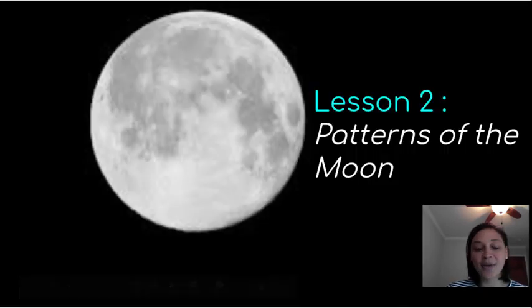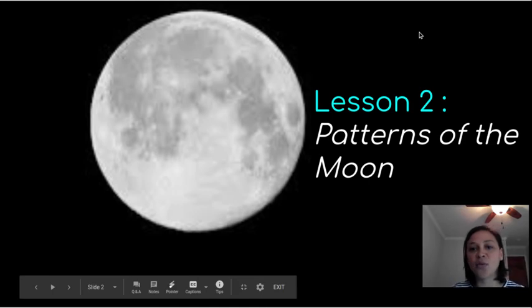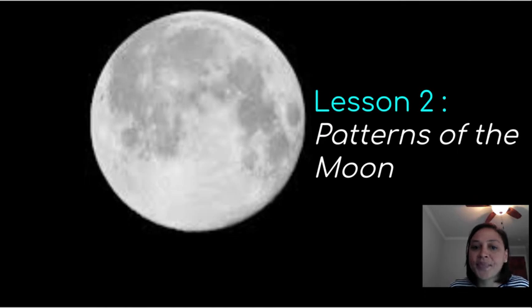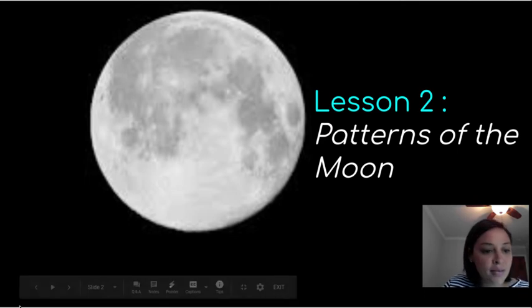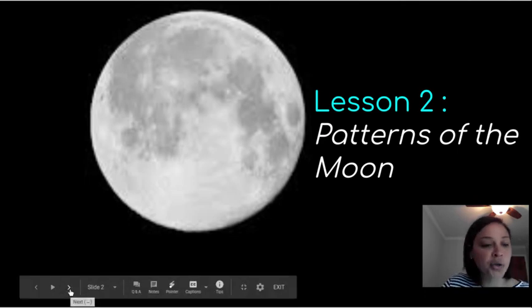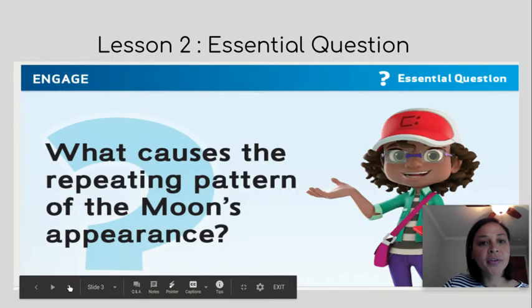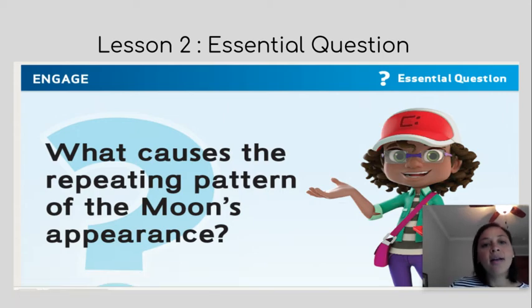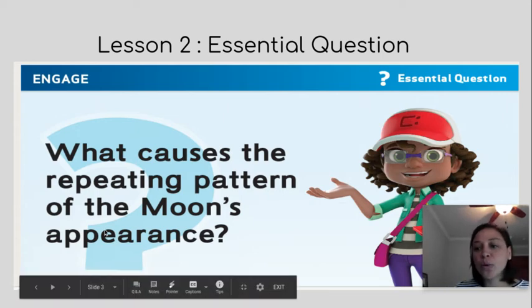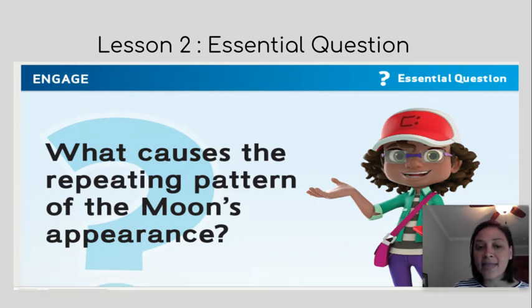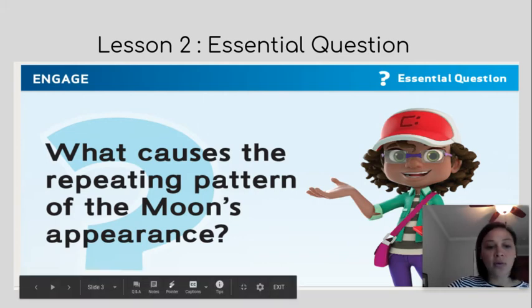All right, today I'm going to be introducing lesson 2, patterns of the moon in our solar system unit. Last week we finished up lesson 1, and so we're ready to learn more about the solar system in lesson 2. Our essential question says, what causes the repeating pattern of the moon's appearance? Okay, so this is our essential question. We will return to this question throughout the lessons, and then at the end, we'll be able to answer this with what we've learned.